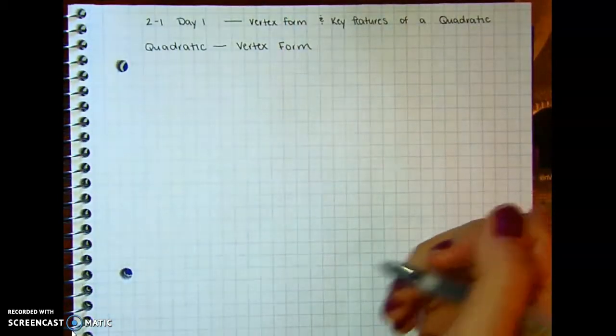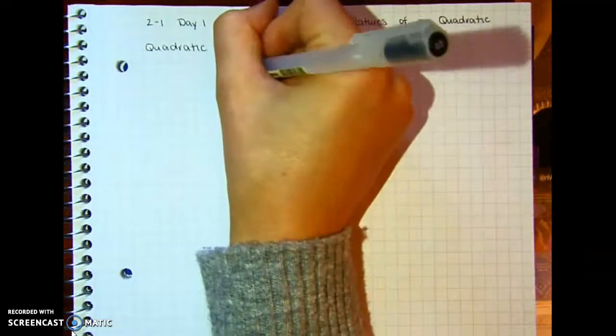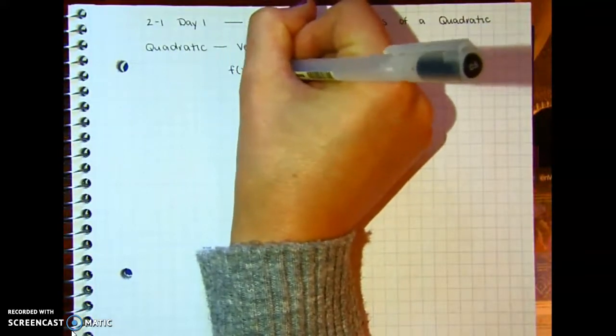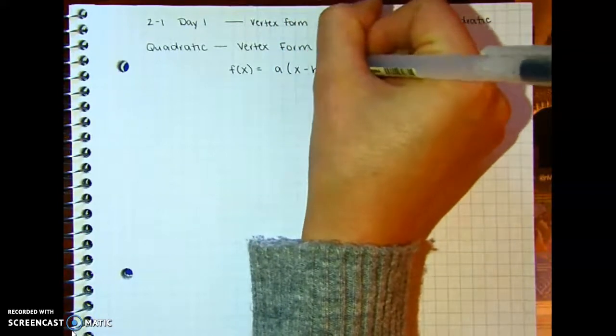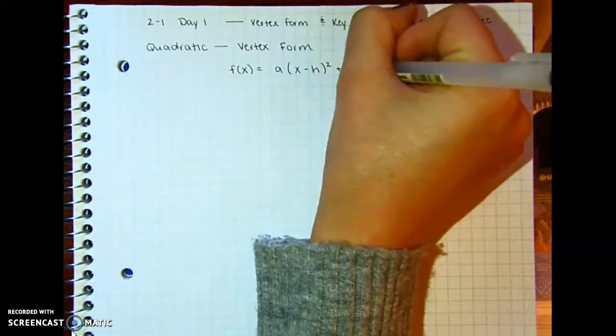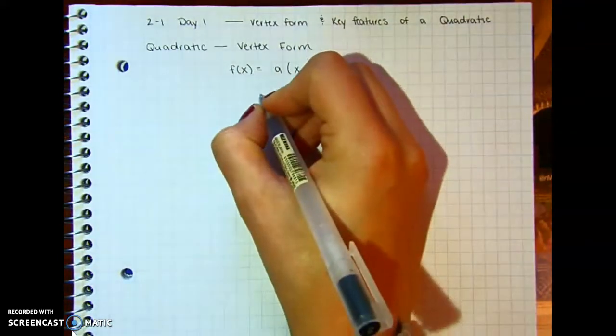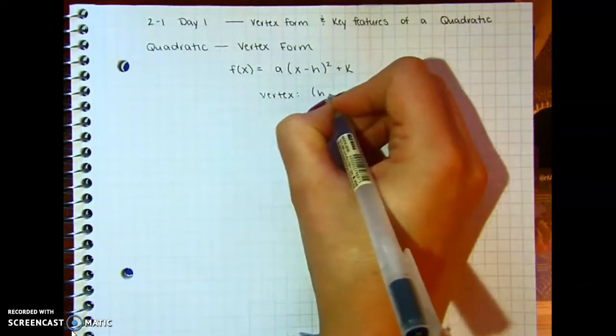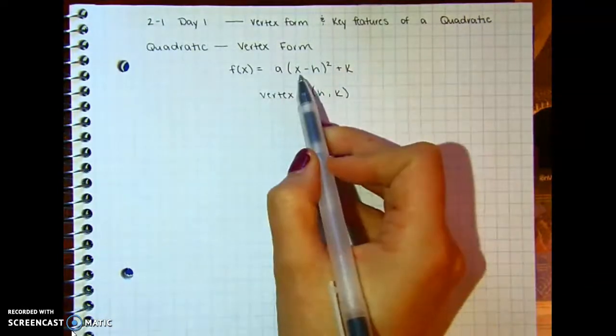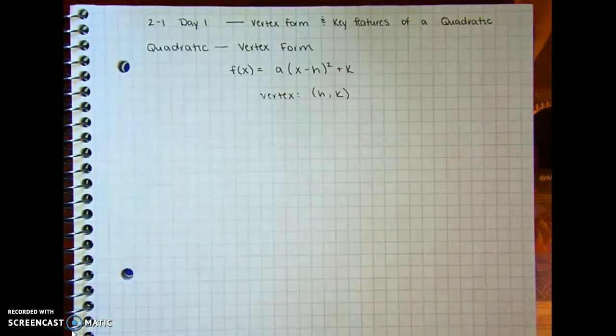So vertex form of a quadratic is what we've been working on: f of x equals a times (x minus h) squared plus k. And the vertex is h comma k. So if this is minus h, then h is the x value of the vertex. The graph is called a parabola, so don't forget that. And the parent function is x squared.